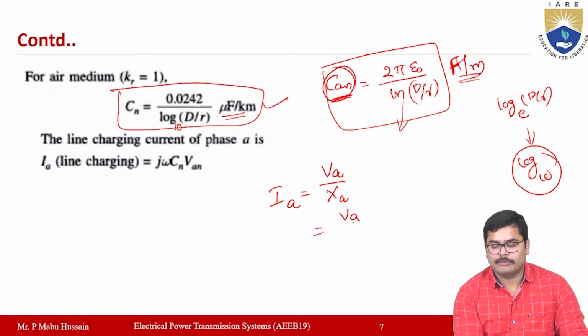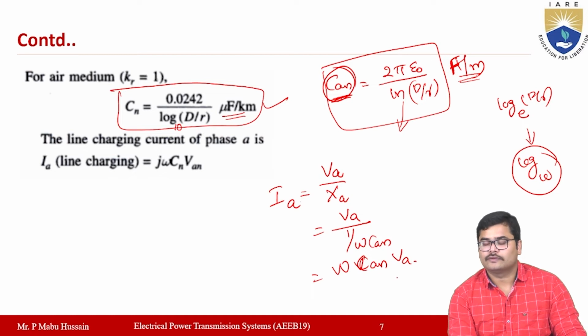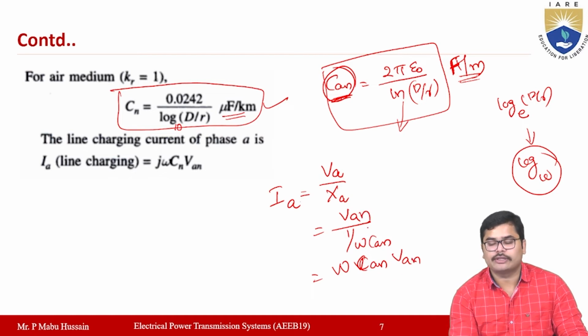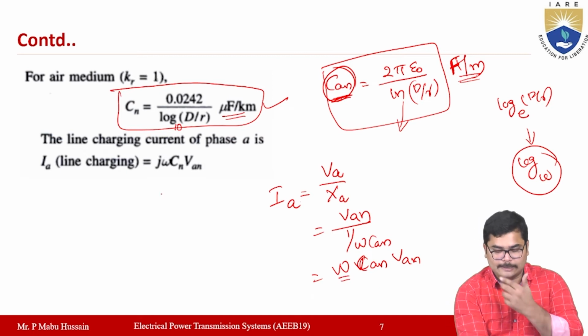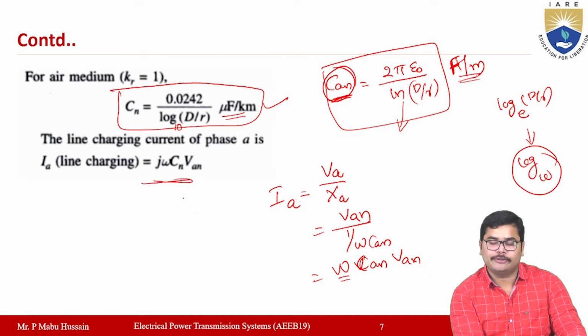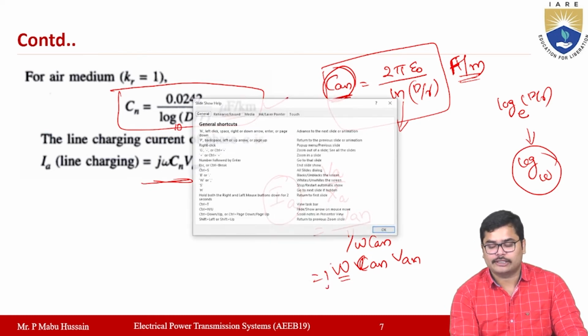So this can be written as VA by 1 by omega C AN, which is omega into CAN into VA. VA here is nothing but the per phase voltage VAN. This is a complex quantity, and this current is leading the reference by 90 degrees, so you can represent it with the symbol j here.